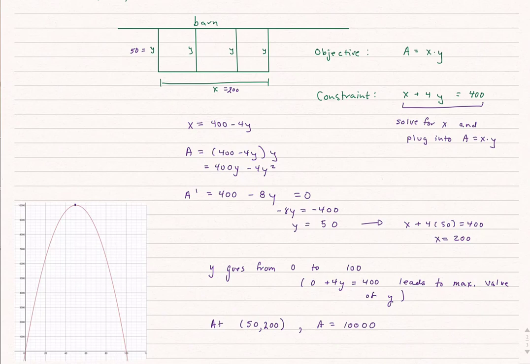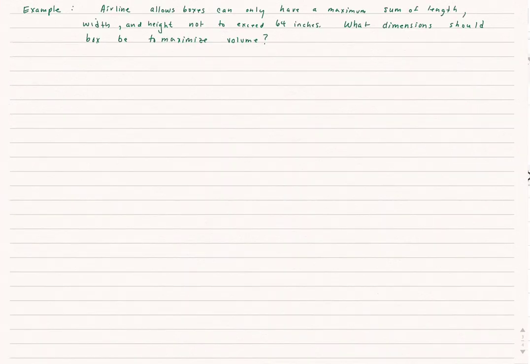So in order to maximize my area, I'll set each of those sides to 50 meters and the long piece at 200. Let's do another example. An airline allows boxes that can only have a maximum sum of length, width, and height not to exceed 64 inches. What dimensions should the box be to maximize volume?